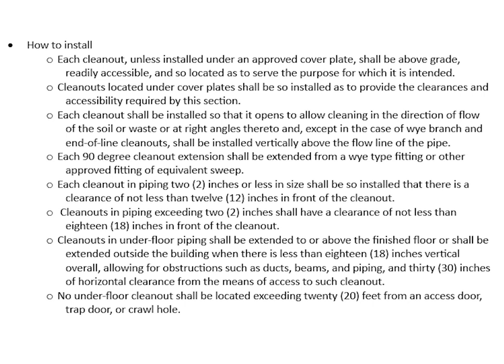Cleanouts in underfloor piping shall be extended to or above the finished floor and shall be extended outside the building when there is less than 18 inches vertical overall, allowing for obstructions such as ducts, beams, and piping, and 30 inches of horizontal clearance from the means of access to such cleanout. No underfloor cleanout shall be located exceeding 20 feet from an access door, trapdoor, or crawl hole.